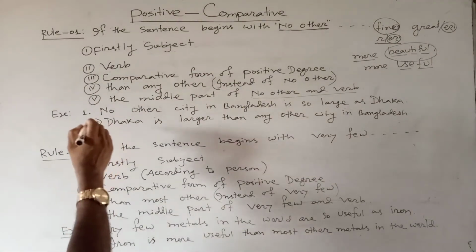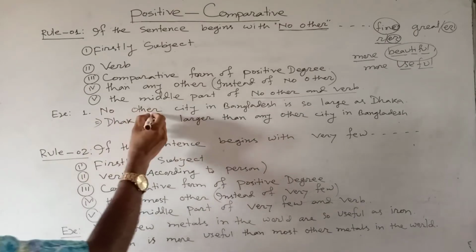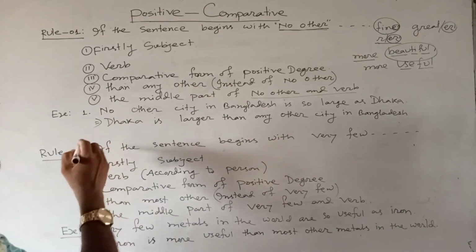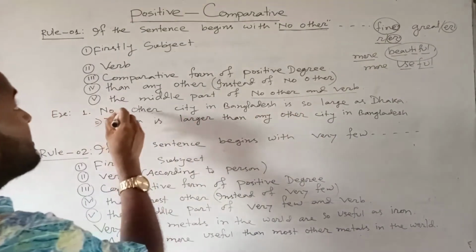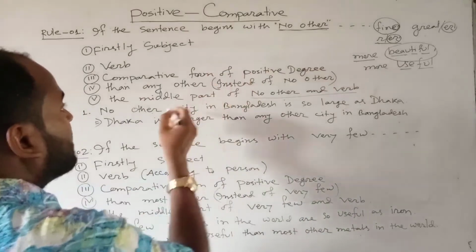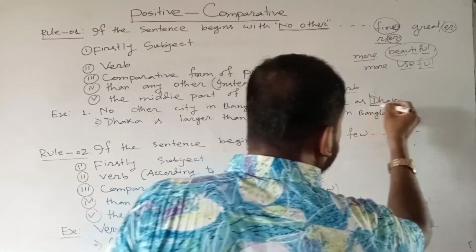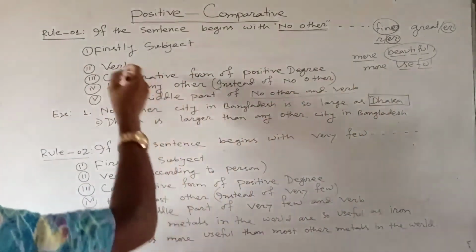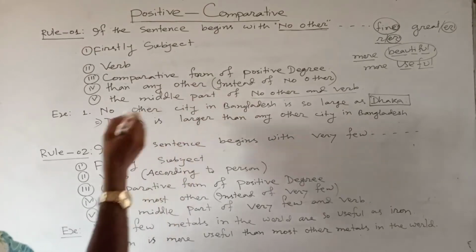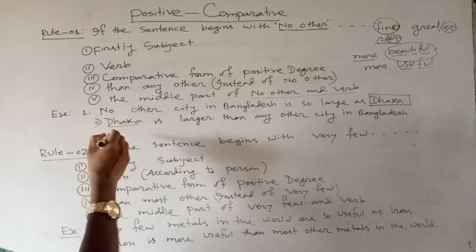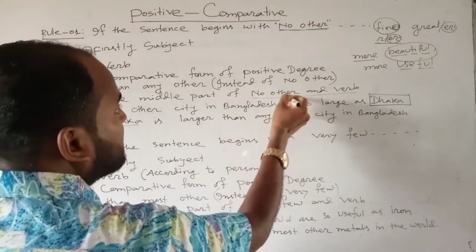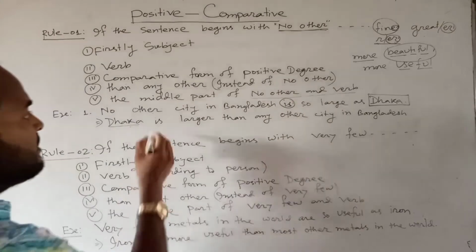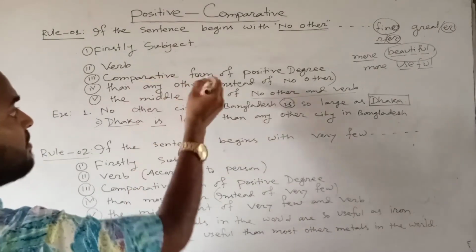My dear learners, let's see an example. No other city in Bangladesh is so large as Dhaka. If the sentence is positive degree and begins with no other, we shall find the subject at the end. Dhaka. According to the rules, we have to write firstly Dhaka as subject, then verb. In this sentence, is is used as verb. Dhaka is, then the comparative form.